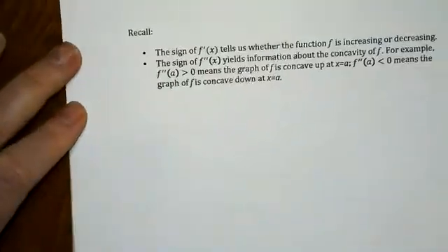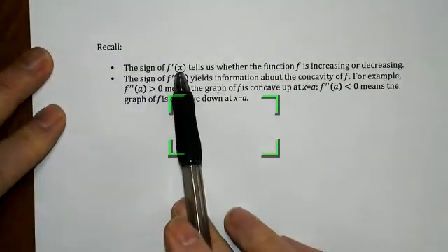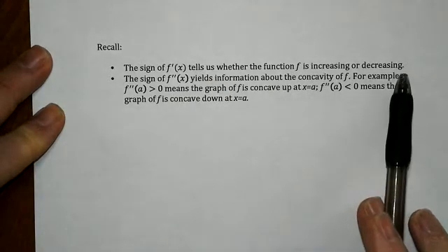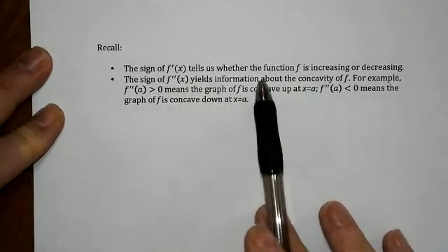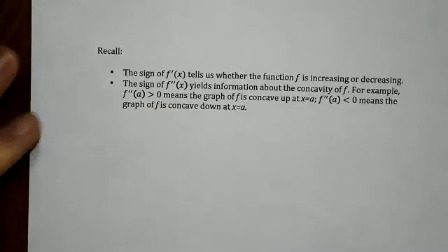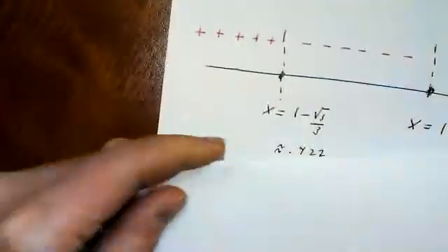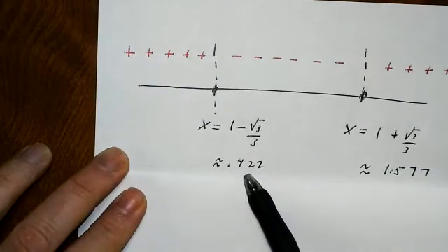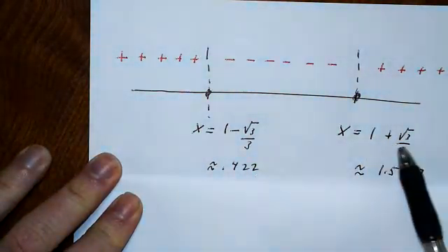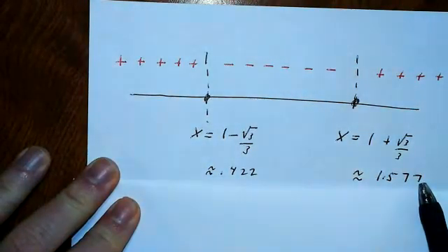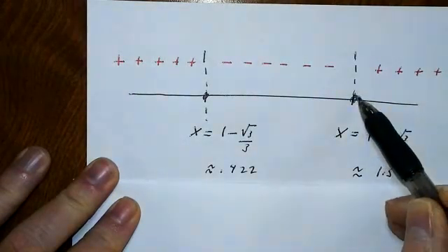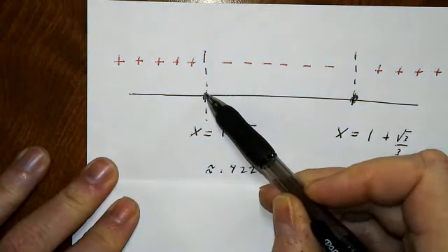But before we do that, we need to recall an important fact about the derivative, and that is the sign of the derivative, whether it's positive or negative, tells us whether the function f is increasing or decreasing. The sign of the second derivative will tell us something about concavity. We'll come back to the second bullet in a moment. Okay, so here are our critical values. 1 minus root 3 over 3, which is about 0.422, and 1 plus root 3 over 3, which is about 1.577. These are points where the derivative function is 0. So the graph of the derivative function would have to cross the horizontal axis here and there.